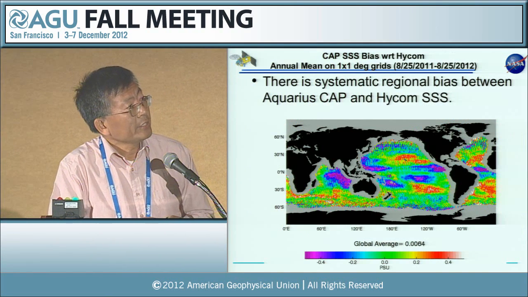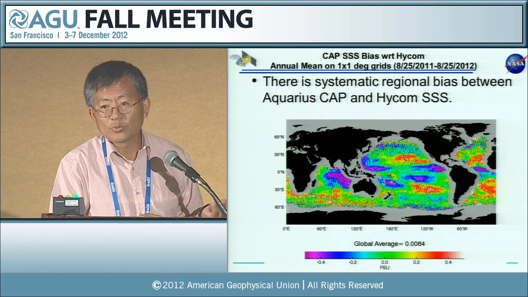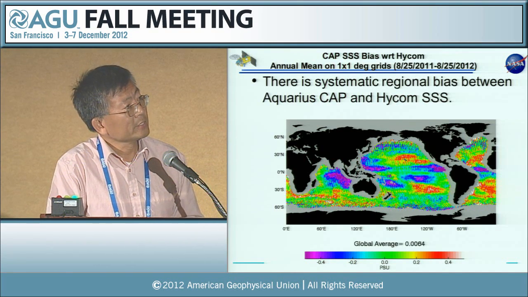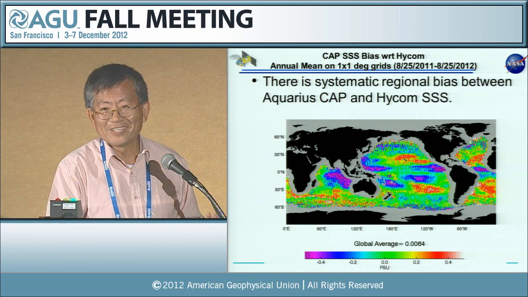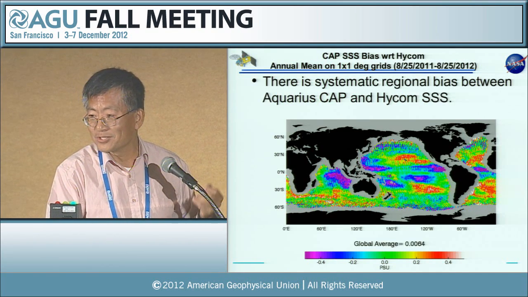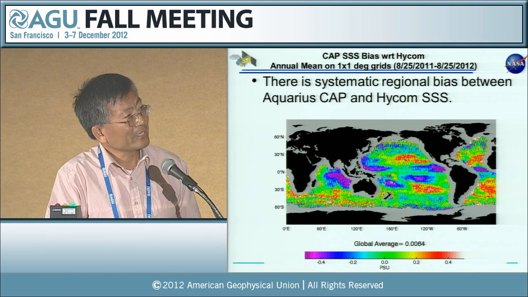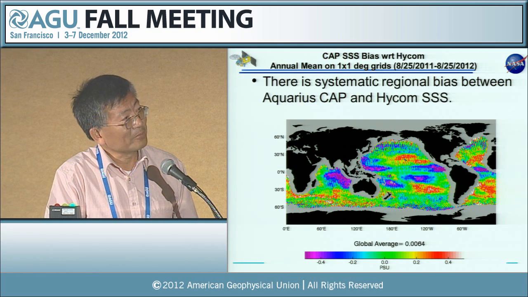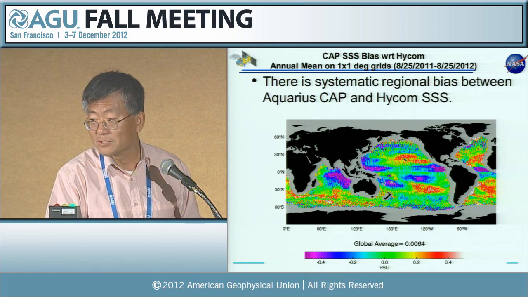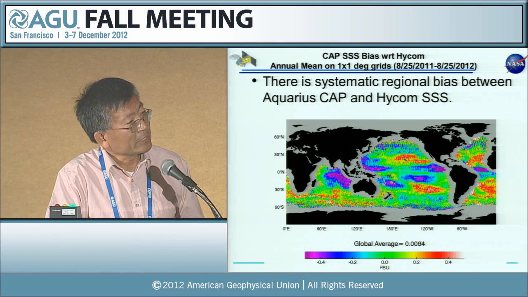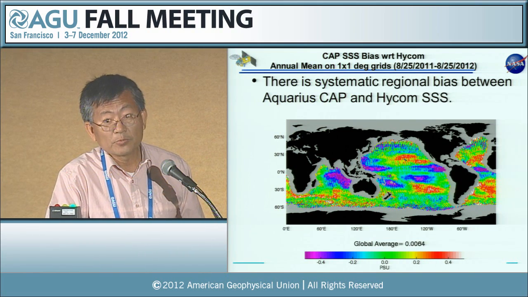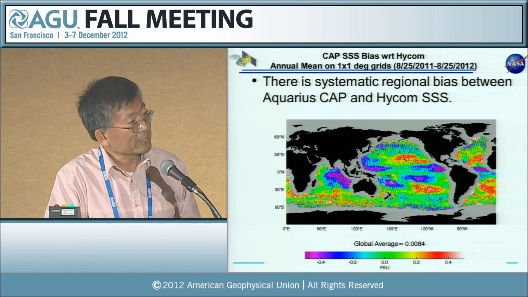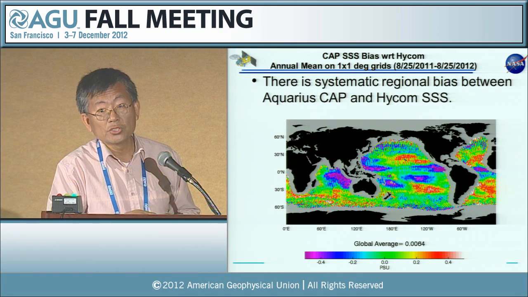Okay, once we have taken out the wave effect and SST effect, we look at the overall bias against HYCOM. Not all the bias has been taken out. There are systematic biases between the Aquarius retrieval and HYCOM. What causes that, we don't know, and you can probably see some precipitation pattern here. Maybe rain is one of the culprits. The overall global average difference is very small, about 0.00-something PSU. So the overall mean bias has been taken out, but there is still some regional bias.